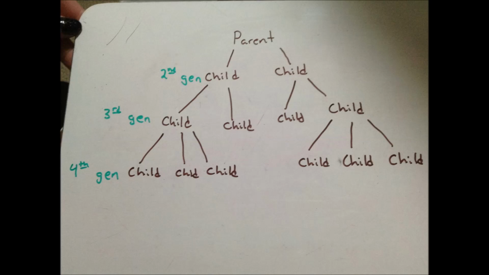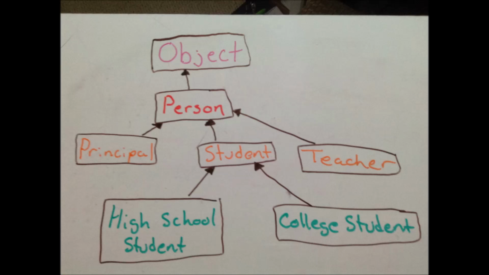In each class hierarchy, there is at most one superclass, but it might have several subclasses. There is one class at the top of the hierarchy that has no superclass. This collection of lines shows the hierarchy of classes. It shows that the principal is a person, a student is a person, and that a teacher is a person. It also shows that both a high school student and college student are types of student. In the example, the class person is the base class, and the classes principal, student, teacher, high school student, and college student are derived classes.